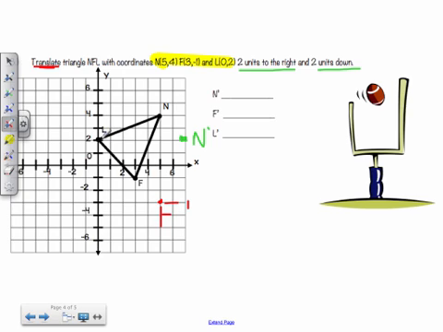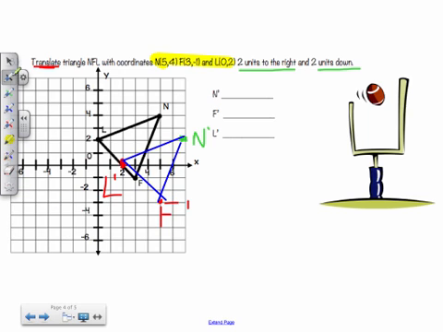So this is L right here. I'm going to go 2 units to the right, 2 units down. So this right here is where I'm going to place my L prime. Okay. Lastly, all I have to do is connect my dots so I can have my new NFL prime. So go ahead and connect your dots to make your new triangle. And this is what I get.